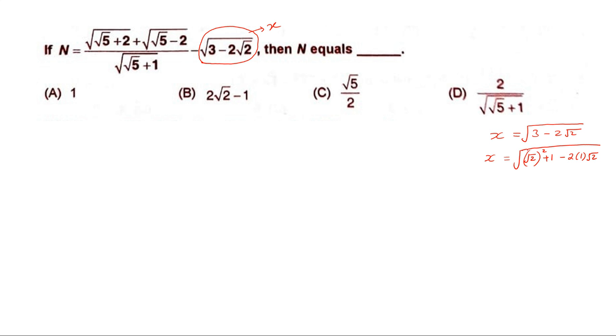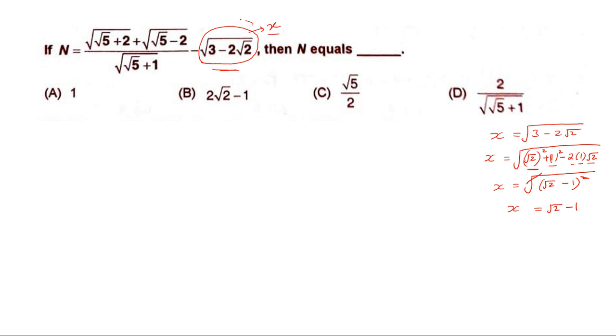Now you know that here root 2 square is a square, and this 1 square let us take as b square. So a square plus b square minus 2ab is there. So x is equal to square root of a minus b whole square, that is root 2 minus 1 whole square. Now this square root and this square get cancelled, so that x is equal to root 2 minus 1 we are getting.